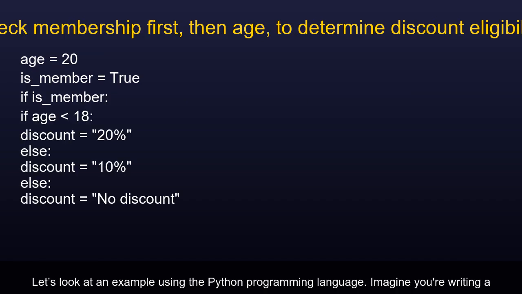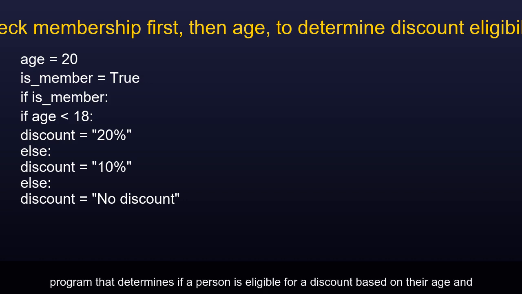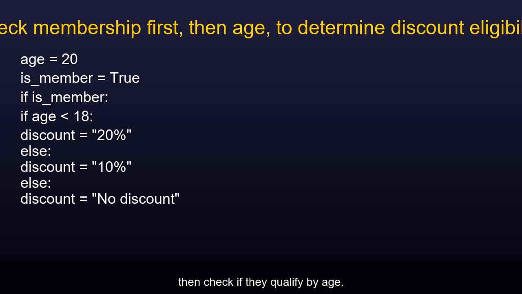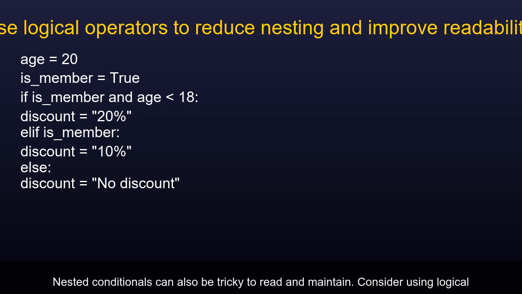Let's look at an example using the Python programming language. Imagine you're writing a program that determines if a person is eligible for a discount based on their age and membership status. You might use nested conditionals to check if a person is a member, and then check if they qualify by age. Nested conditionals can also be tricky to read and maintain.